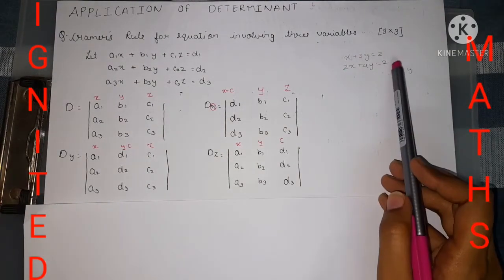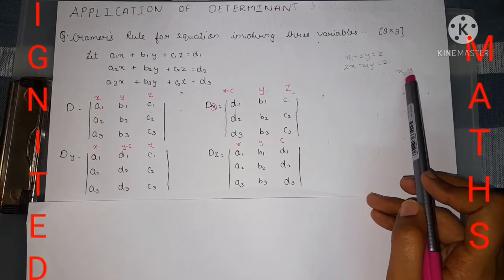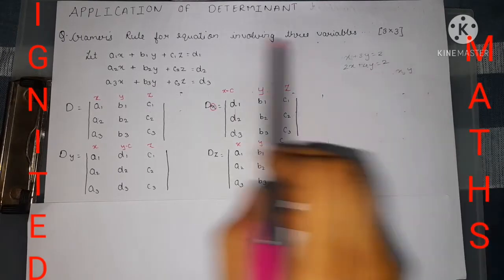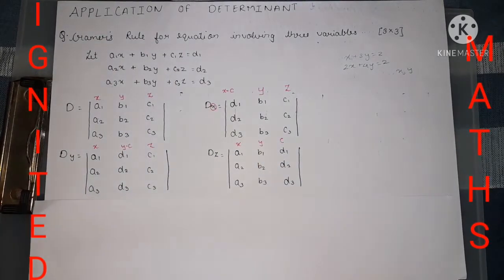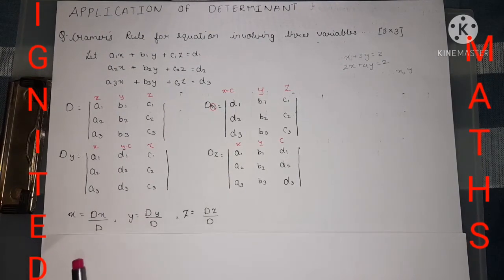You used to solve in the simultaneous form, and at last we are getting the value of x and y, right? The same procedure is applied over here. Here we are doing the Cramer rule by using the determinant, and at last we are going to find the value of x, y, z, but with the help of the determinant.